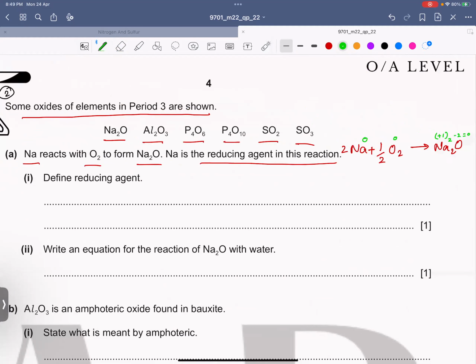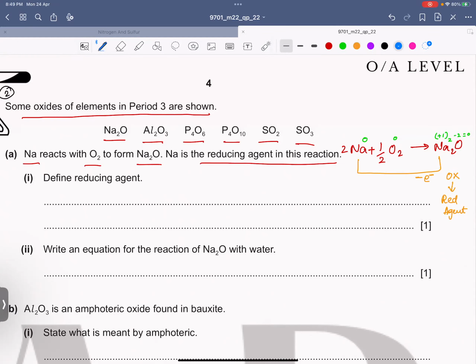Yes. Okay. So if you see over here, sodium is changing from 0 to +1. If its oxidation number is changing from 0 to +1, it indicates that it is losing an electron. And if it's losing an electron, it means it is undergoing oxidation. And if it's undergoing oxidation, that's why we call it a reducing agent. Is this clear? Yes, sir.